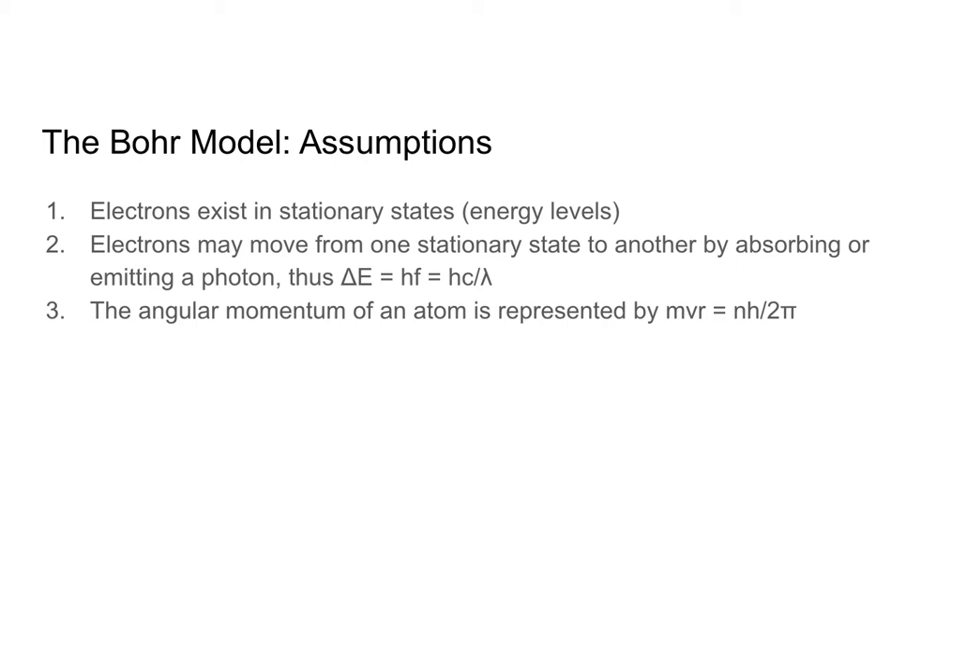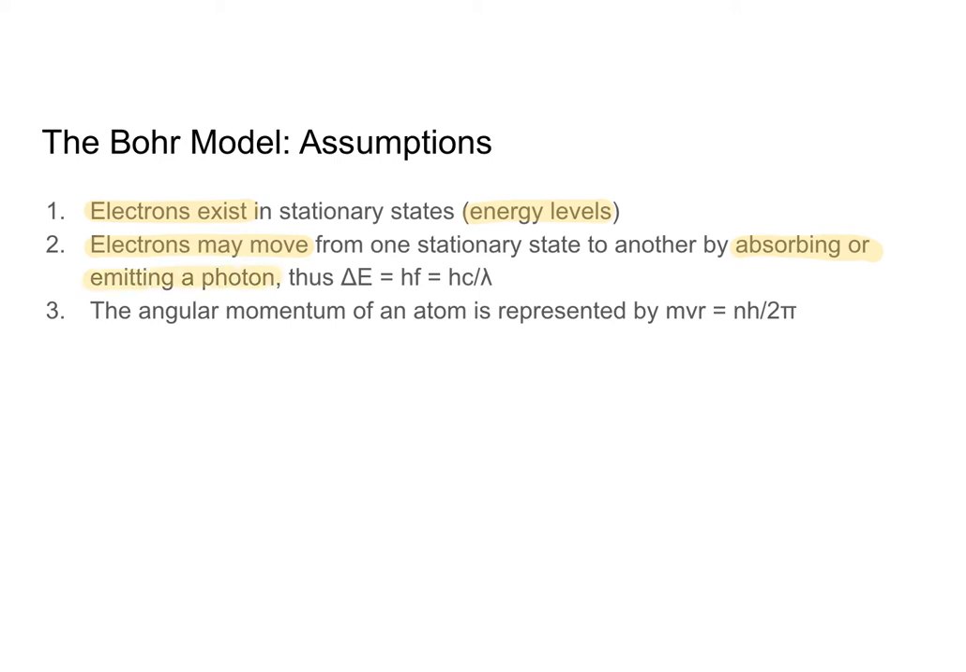Now, the Bohr model makes a few assumptions. First, under the Bohr model, we assume that electrons exist in stationary states, which we often call our energy levels. We also assume that electrons may move from one stationary state to another by absorbing or emitting a photon.